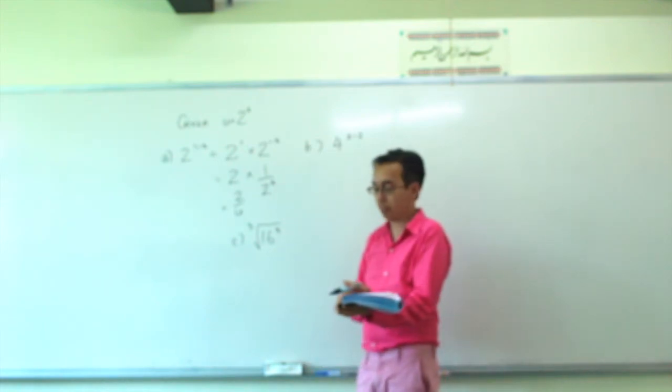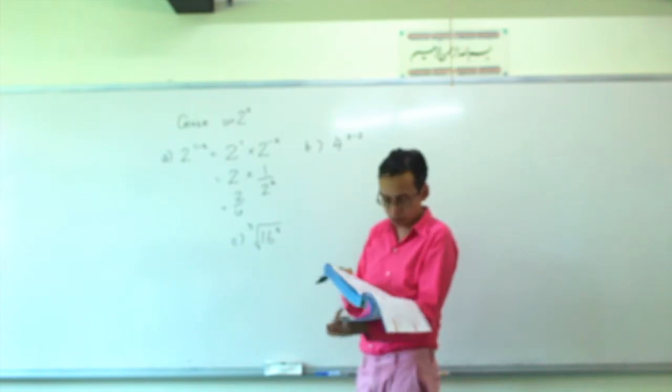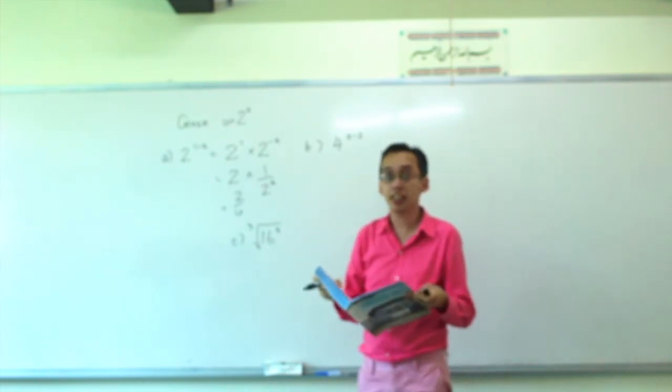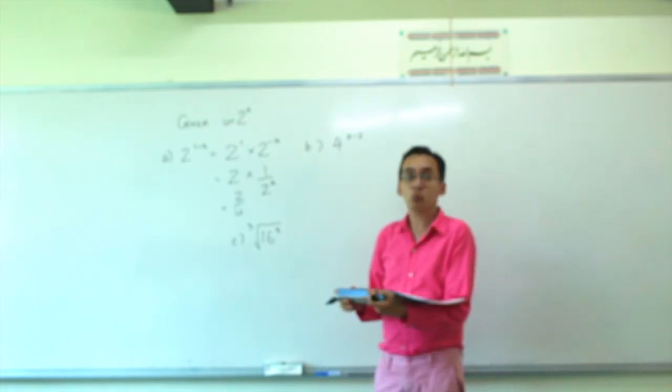Right, so that's for the first one. Now we move on to part B, which is on page 46. They give us 4 to the power of x minus 2.